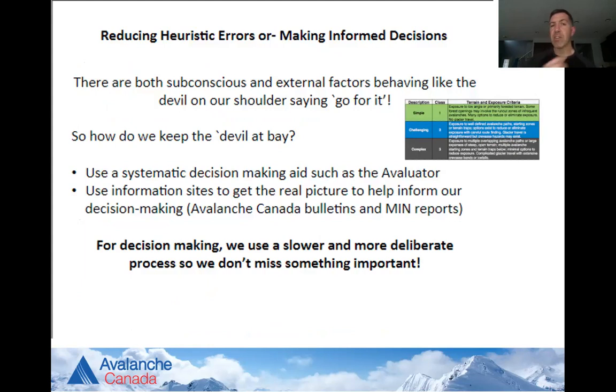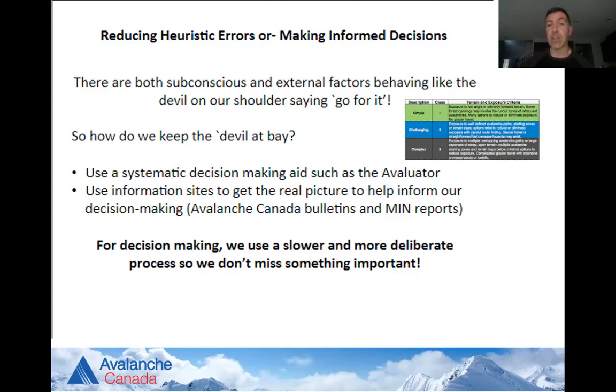So, reducing heuristic errors or making informed decisions, as I said, there's lots of things that we need to bear in mind. But when we're pre-trip planning, I tend to use a systematic decision-making matrix of what it is that I'm looking for. So I go through the same things every time that I plan a ski tour, and the evaluator card does that perfectly for you. It asks some questions, and then you answer the questions, and given the score from those answers, it gives you a green, amber, red, and that's fairly obvious. Go or don't go.